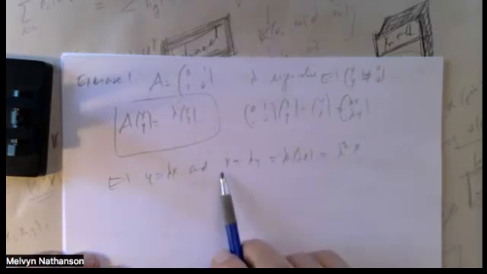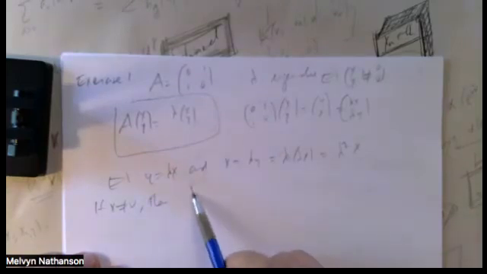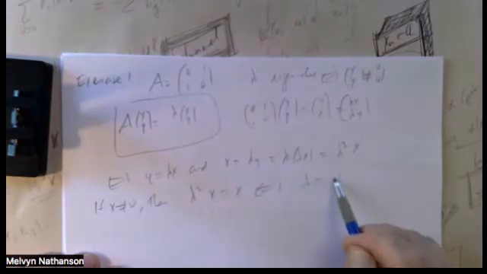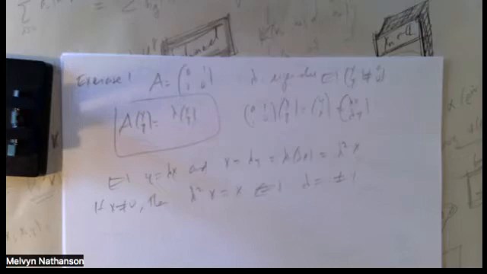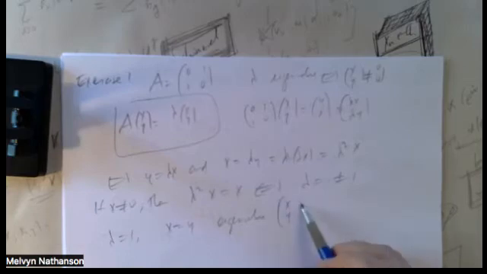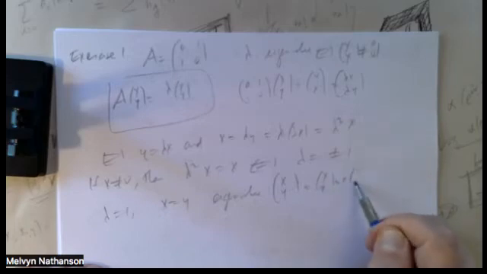So if x is different from 0, then lambda squared x equals x if and only if lambda is plus or minus 1. If lambda equals 1, you have to have x equal y. So we have the eigenvector (x, y). If y equals x, this is (x, x). This is x times the vector (1, 1).